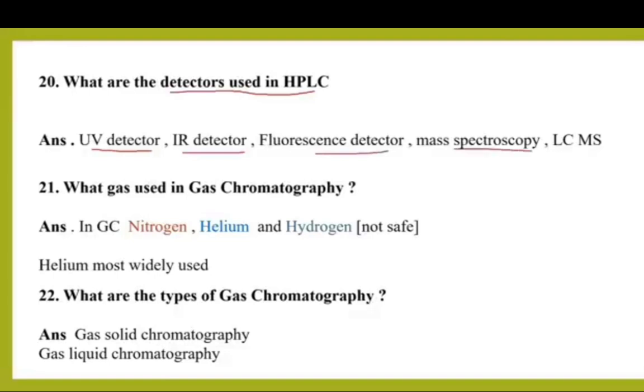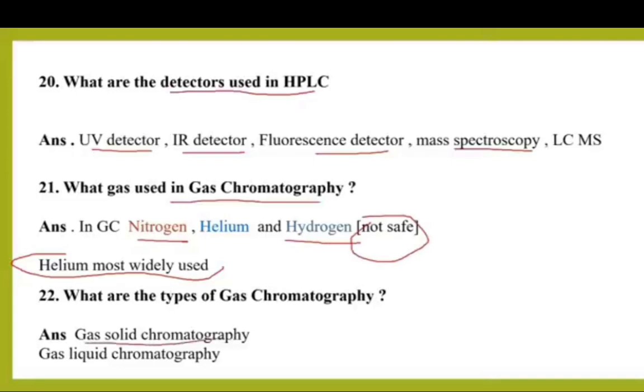So what gas is used in gas chromatography? In gas chromatography, generally helium is widely used. Here you can see helium is widely used, and other gases which are used are nitrogen and hydrogen. Hydrogen is not used because it is not safe. And what are the types of gas chromatography? Generally two types of gas chromatography are there, which include gas solid chromatography and gas liquid chromatography.